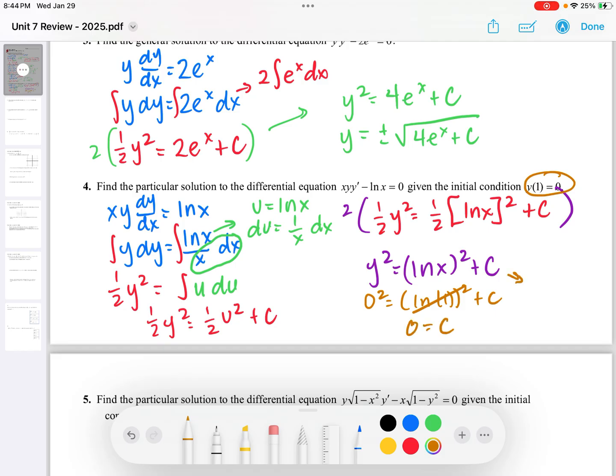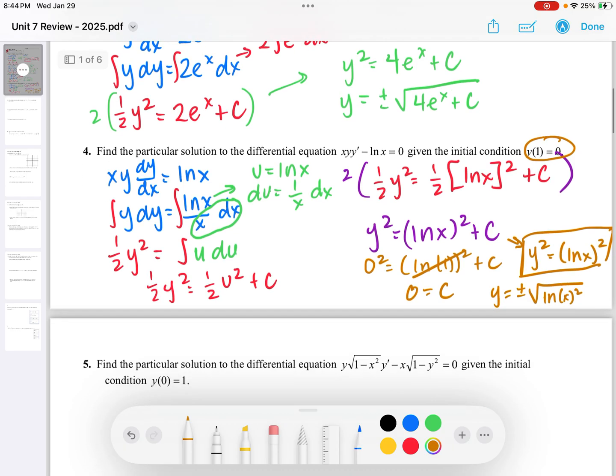So that my particular solution is going to be y squared equals the natural log of x squared. And we can leave it like that. If you want to go y equals plus or minus the square root of the natural log of x squared, you could do that too. Okay. All right.